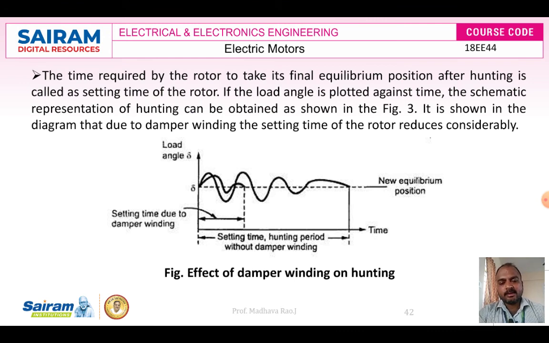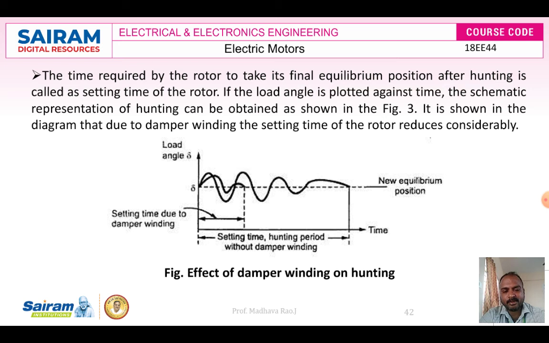Here we can see the load variations in this graph, showing the effect of the damper winding. The time required by the rotor to take its final equilibrium position after hunting is called settling time. We can see the hunting period without damper winding. The load angle is plotted against time in this figure. Here settling time is less when we use damper winding, otherwise the settling time will be increased. Without damper winding the settling time is more, with damper winding the settling time is less.